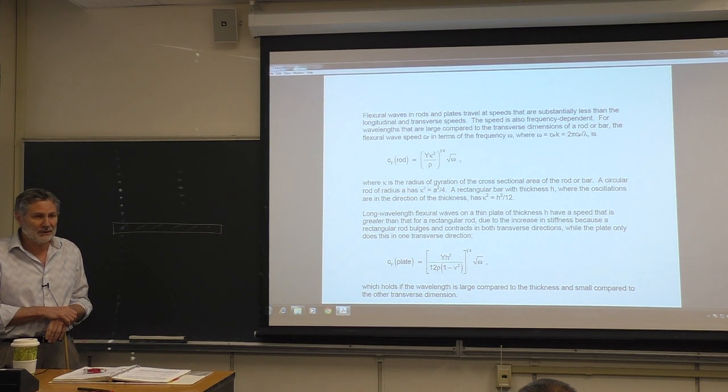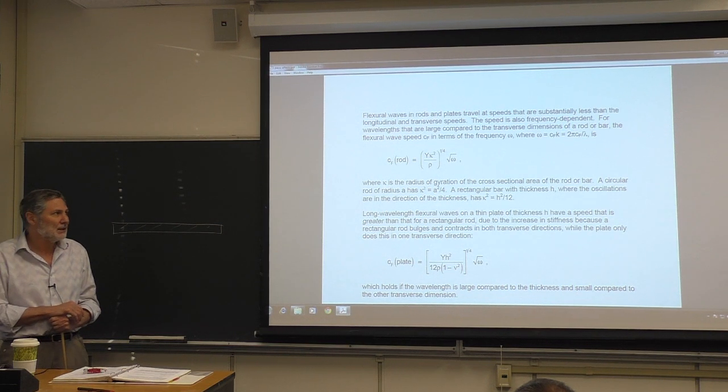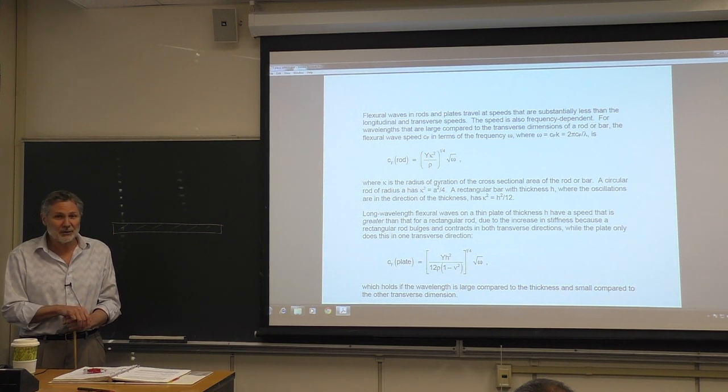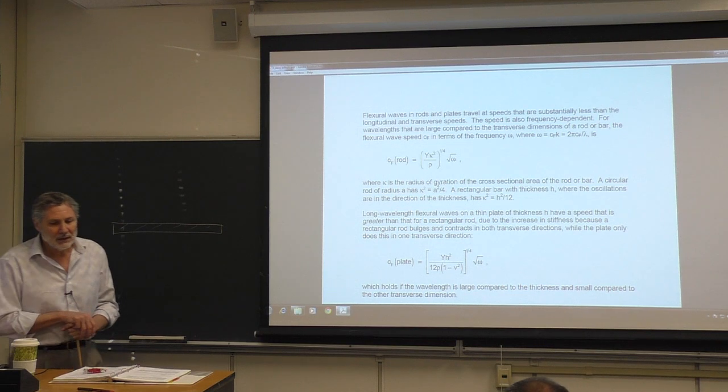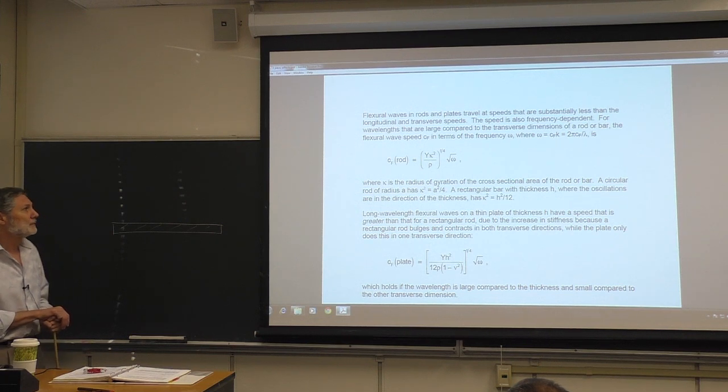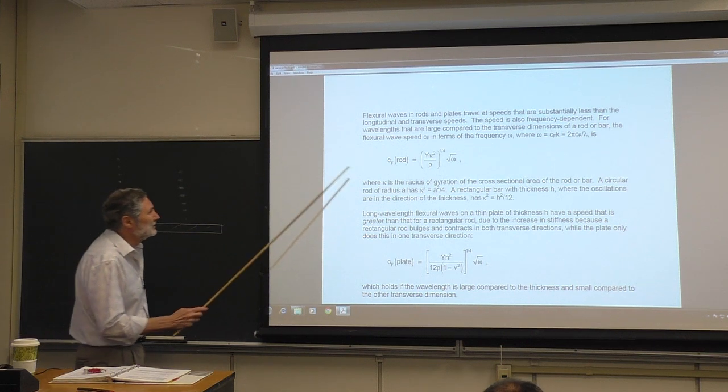Because as you go along in acoustics and you know you've got this speed of sound that's independent of wavelength or frequency, eventually you're going to hit a situation where you have to deal with dispersion, where the speed depends upon wavelength. So I think that's one of the reasons that flexural waves are in 3119, to expose you to dispersive waves. So that's the next one here.